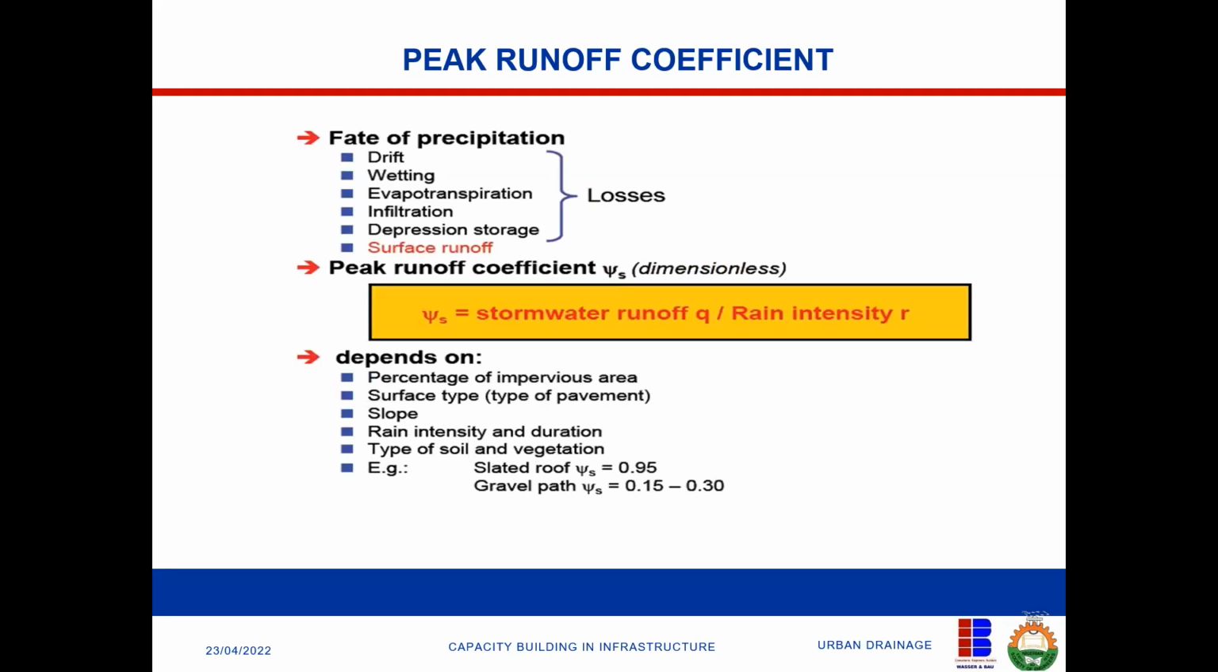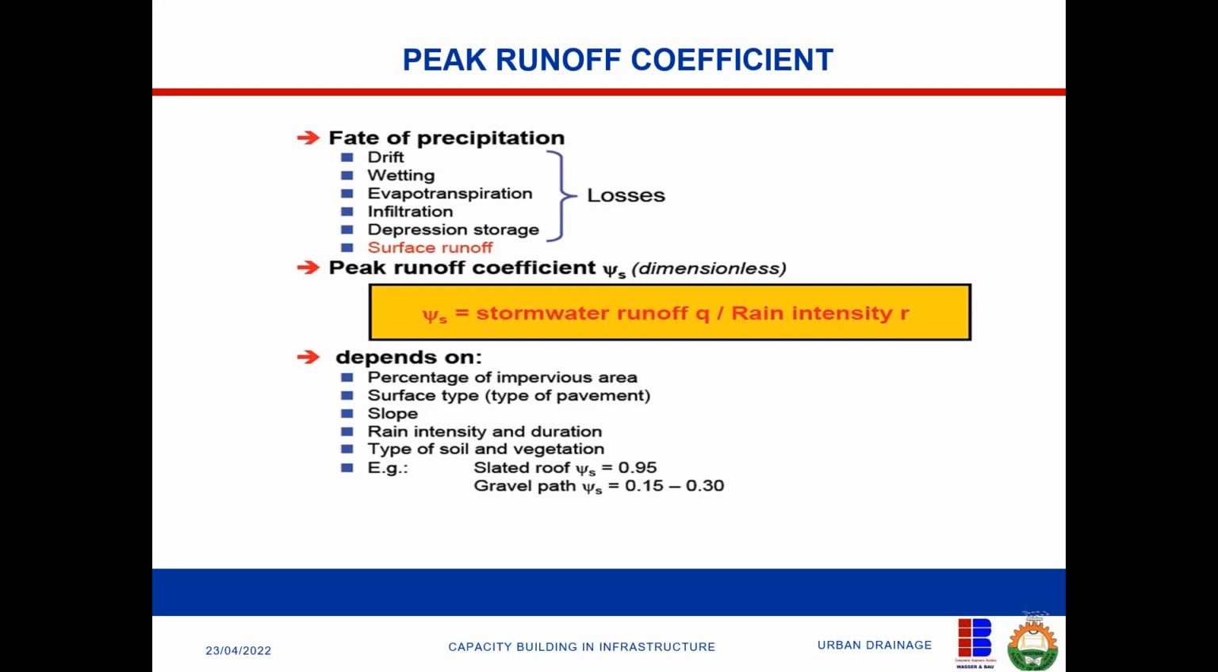So I've discussed this before. Peak runoff, how do we come to peak runoff? First of all, there'll be drifting, there'll be wetting, there'll be evapotranspiration, there'll be infiltration, and the remaining one will now be what? Runoff. And that runoff is what we call the peak runoff coefficient.